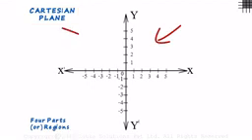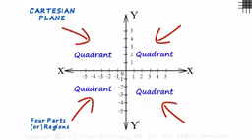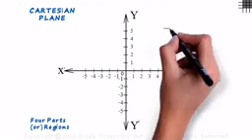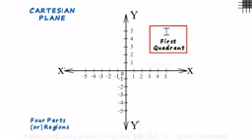This one, this one, this one, and this one. Each of them is called a quadrant. The quadrants are named in a particular order which we have to strictly follow. This region is the first quadrant. In the first quadrant, as we can see, the x as well as the y coordinates are positive.